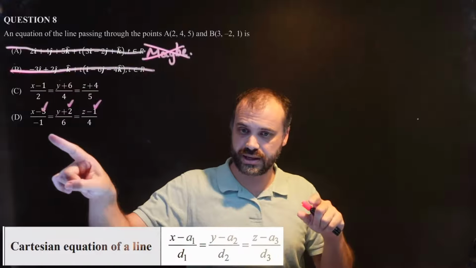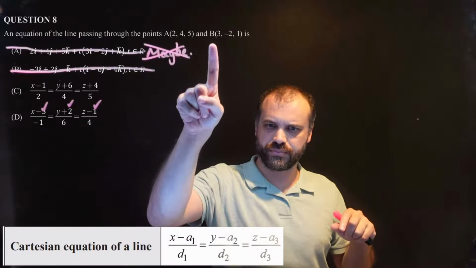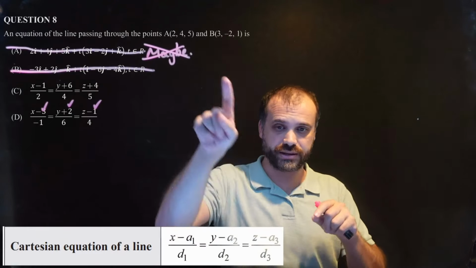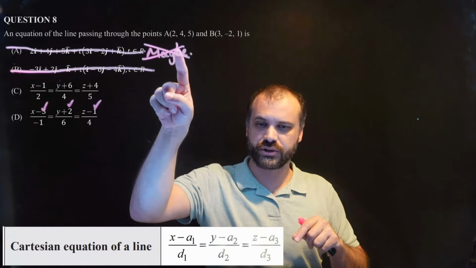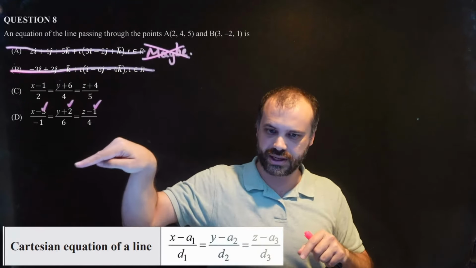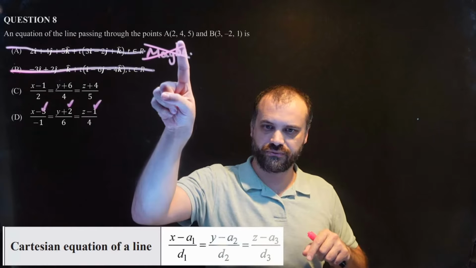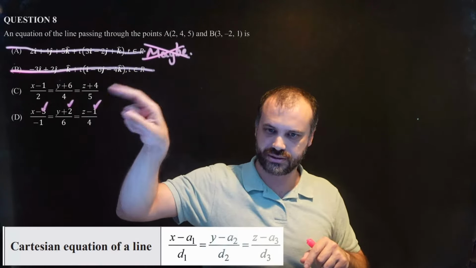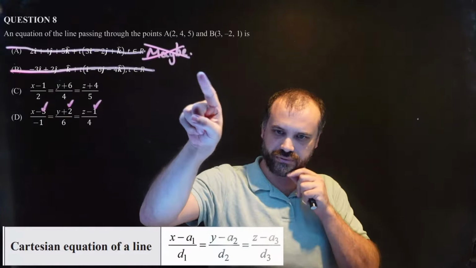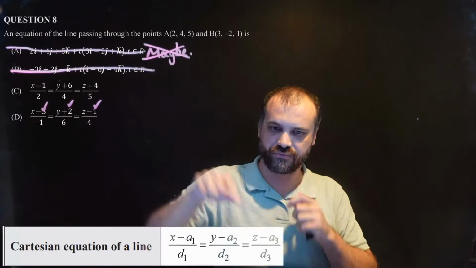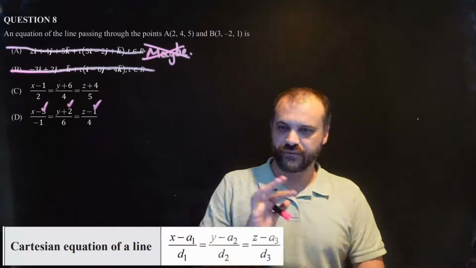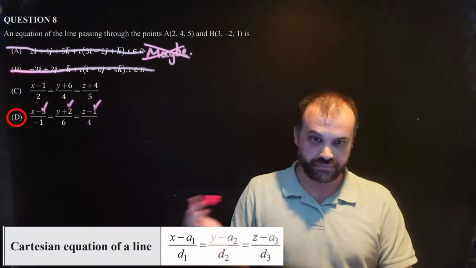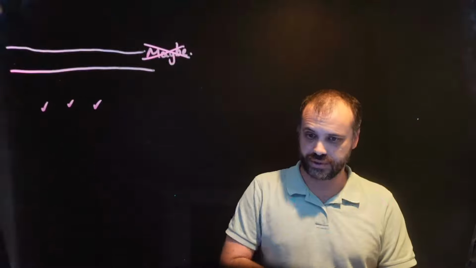And so let's see, negative 1. Okay, this 3 here and this 2, they're 1 apart. So I can do 2 minus 3. That'll give me negative 1. What about 4 minus minus 2? That'll give me 6. Good. And what about 5 minus 1? That'll give me 4. Great. Fantastic. That is the answer. Option D. Celebrate. Next question.